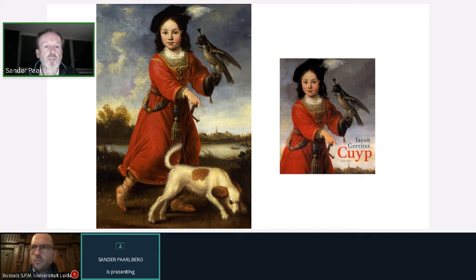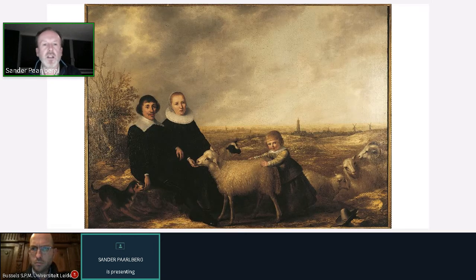Jacob Cuyp was a portrait specialist and is mostly known for his lovely children portraits. And this is an interesting case because the background of this painting is actually based on a drawing in the British Museum by Aelbert Cuyp. And Aelbert Cuyp, of course, for a long time was an assistant in the workshop of his father. In the exhibition, we showed several interesting examples of paintings that were a collaboration between Aelbert and Jacob Cuyp.